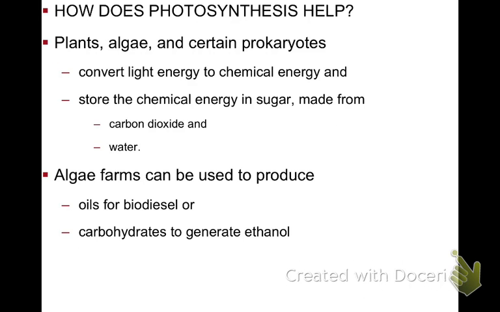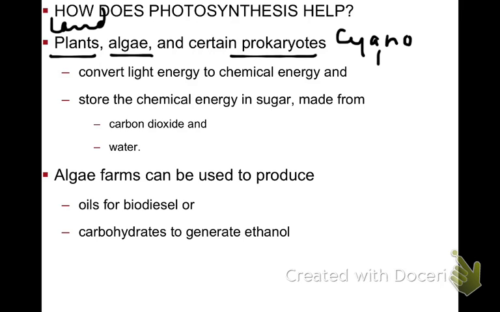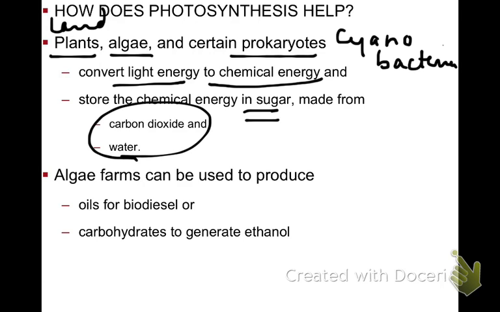What are the advantages of photosynthesis? How does photosynthesis help us on planet Earth? One, you have plants, your land plants. Then you have your algae, which are in the water, and certain prokaryotes, which are the cyanobacteria. These convert light energy into chemical energy, and they store it in the form of a sugar. They make it out of carbon dioxide and water, which is the principle behind photosynthesis.